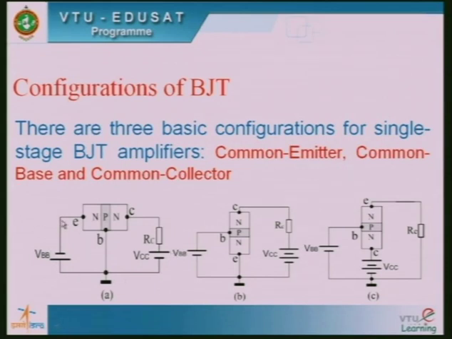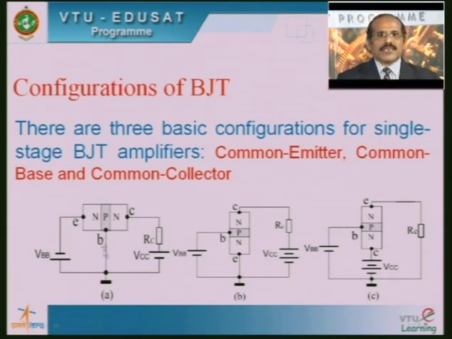Here you can see the emitter as the input and collector as the output, and therefore in this case the base is common with reference to both input as well as output. Similarly, in the common emitter configuration, the emitter is common to both input, that is base, and output, that is collector. Similarly, in the common collector configuration, the collector is common to both input, that is base, and output, that is emitter.